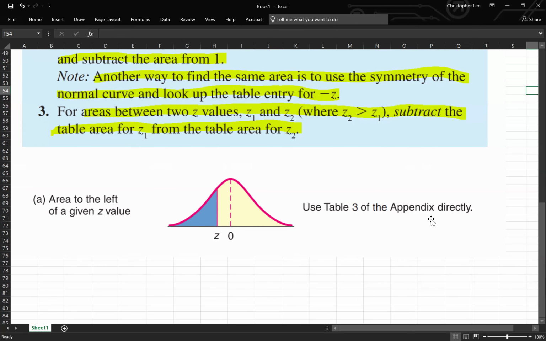All right, so area to the left of Z is given as this. You have your normal distribution, Z, and the blue is what I'm trying to find.